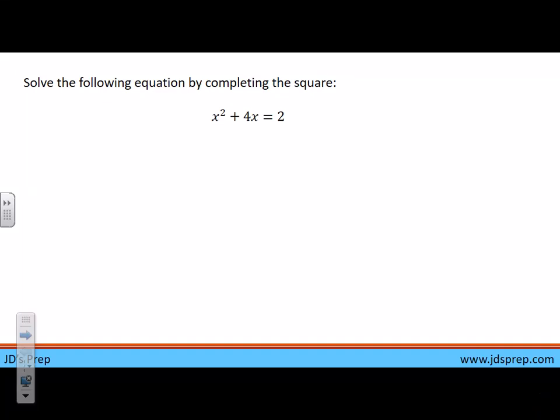Welcome to JD's Prep. In this problem, we are given the equation x squared plus 4x equals 2, and we want to solve this equation by completing the square.